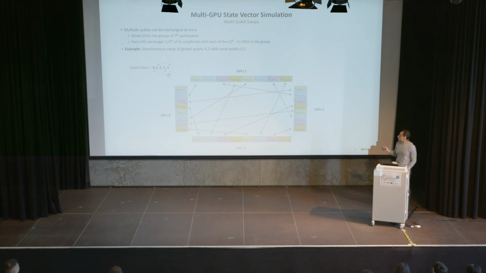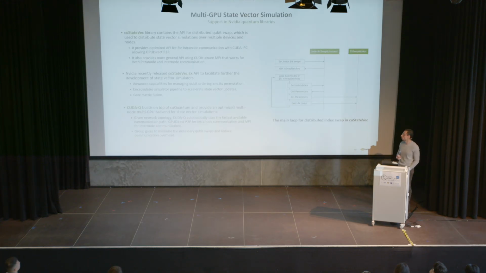As you can see, the goal of this chart is not the specifics, but to show you how it can get pretty complicated figuring out where each amplitude should go with these multi-qubit swaps. And that's where cuStatevector can be an enormous help again to simulation library developers. It provides an API that facilitates qubit swaps.